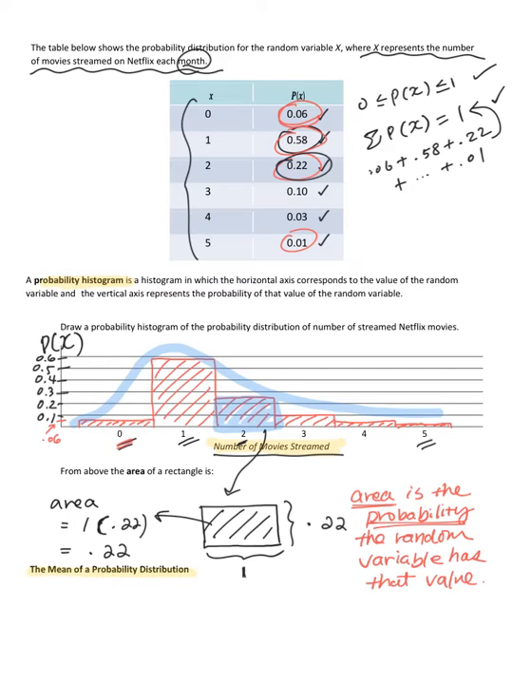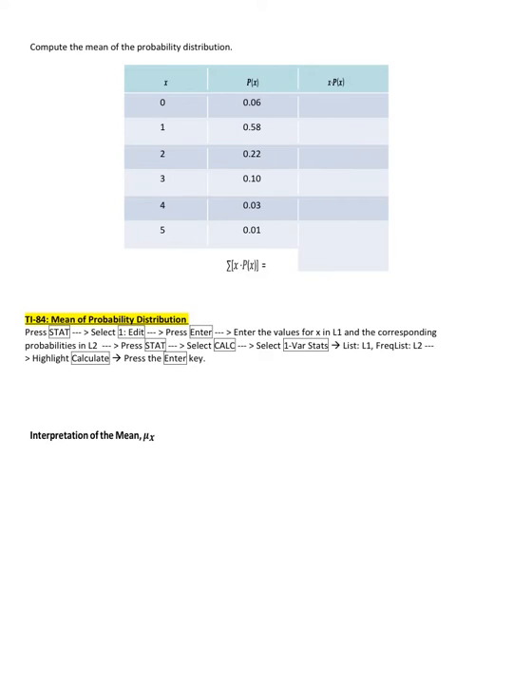Okay, let's continue on with the mean of the probability distribution. It's the same concept as a weighted mean. Here's the formula. We're going to use mu of capital X, or you can just say mu of X, equals the sum of the value of a random variable X times its corresponding probability. Let's do an example by hand. We're going to go back to the Netflix example. Compute the mean of the probability distribution.